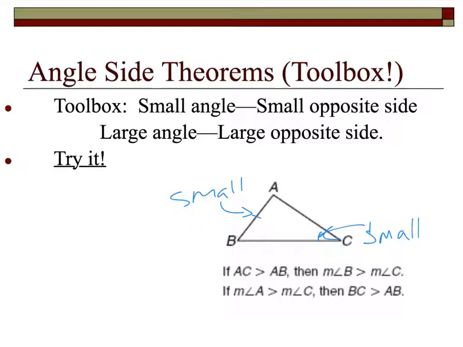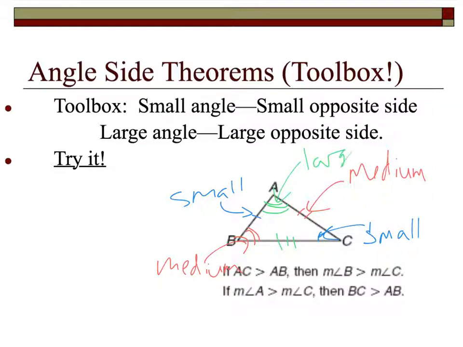How about, say that B is my medium-sized angle. What do you think is going to be across from that? Well, if this guy is my medium, then this is going to be my medium. And last, if this is my largest side, that's three of them, very much overlapping on one another. If that's my largest, what do you think is going to be across from it? Largest, large.